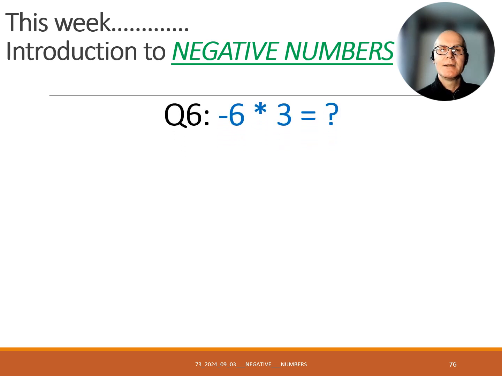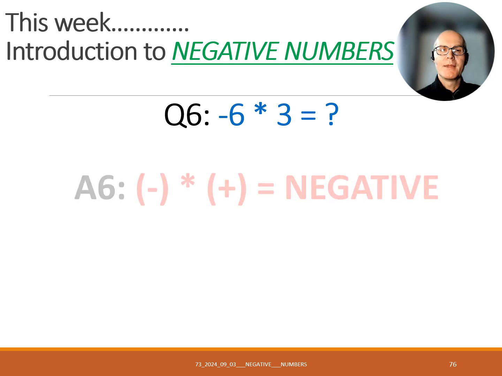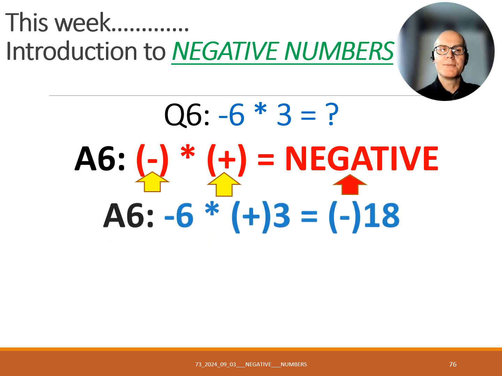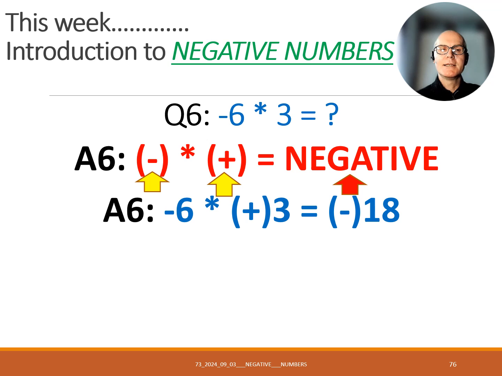Question 6. Negative 6 times 3 equals what? So in this case, we have a negative number times a positive number. And the rule for a negative times a positive means that you will have a negative result. Negative times a positive equals a negative result. Negative 6 times positive 3 equals negative 18. Negative 6 times 3 equals negative 18.